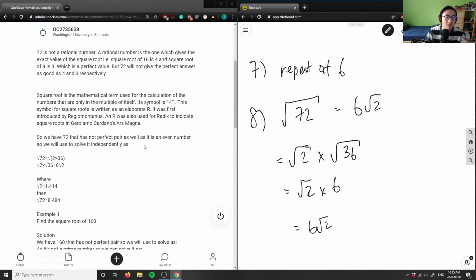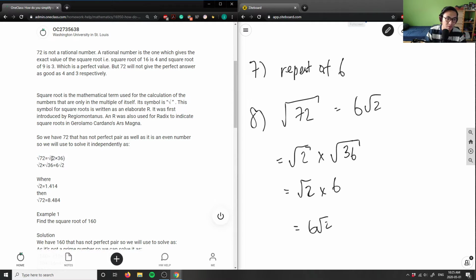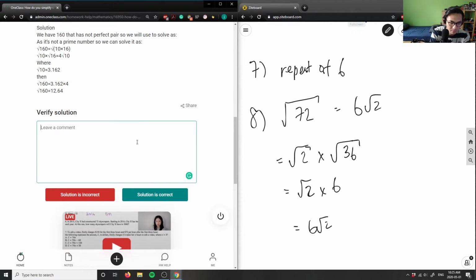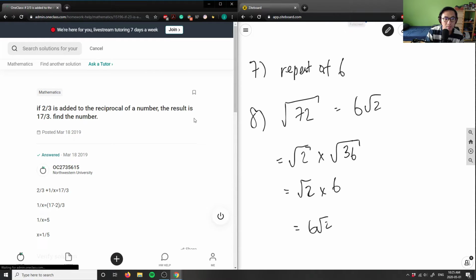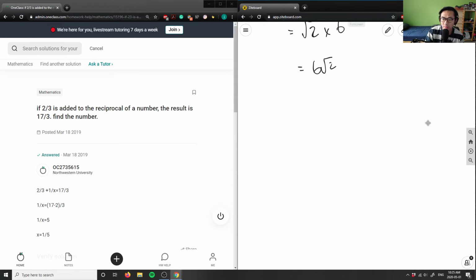So as you can see, they did the exact same thing. Root 72, they broke it up into 2 and 36, and we know that root 36 here equals 6. So 6 root 2 here is our answer here, and they did the exact same thing. So the solution is correct. Good analysis here.